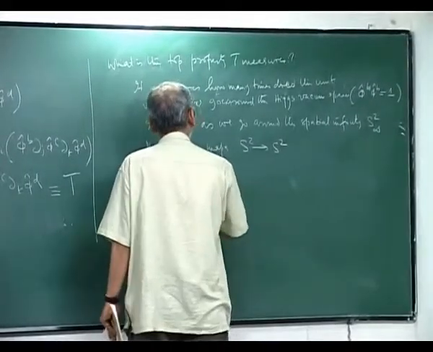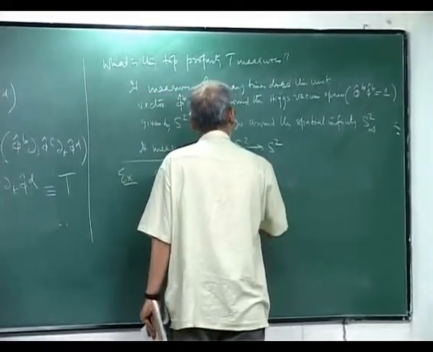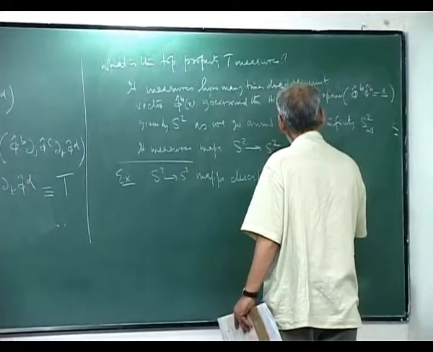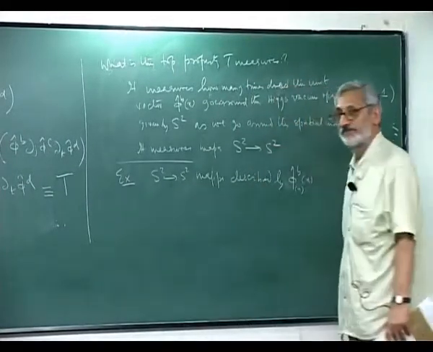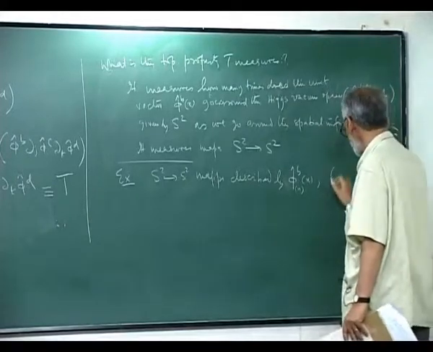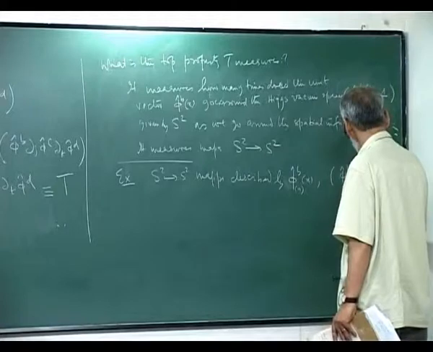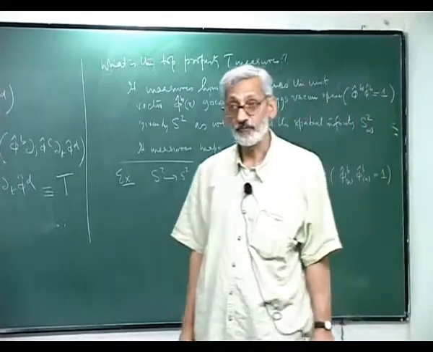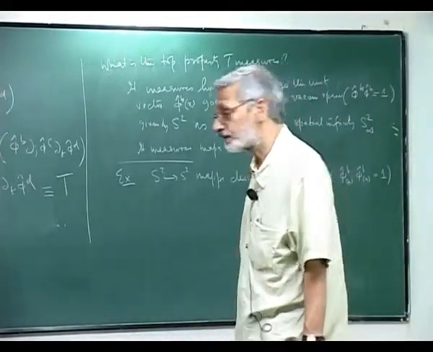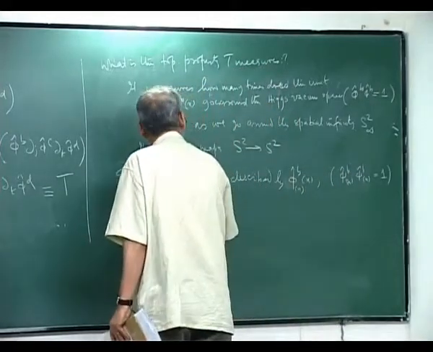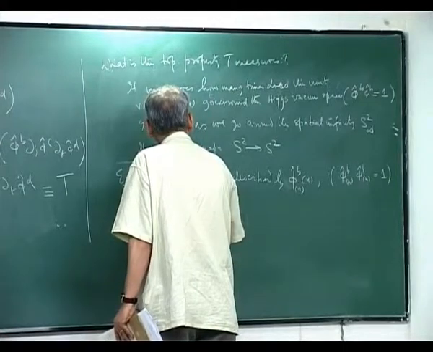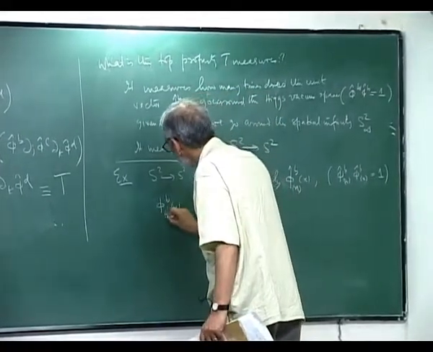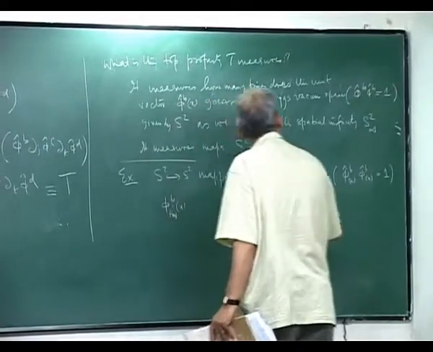S2 to S2 maps described by phi b x n, where phi's are unit vectors in the internal space with phi b x n. This is n and this is x. They look the same in my handwriting, or maybe let me call it m. M looks somewhat different.